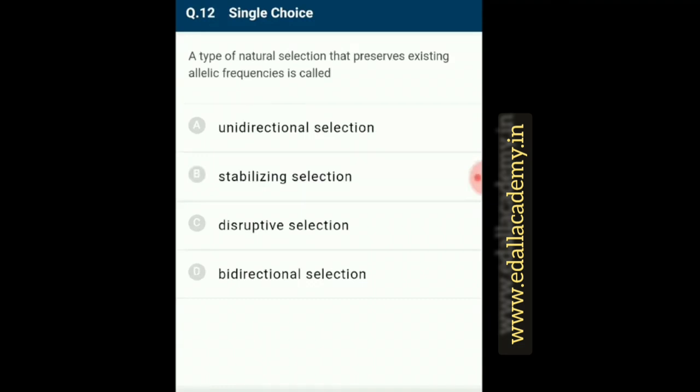Question number 12. The type of natural selection that preserves existing allelic frequencies is called. There are 3 types of natural selection: stabilizing or balancing, directional and disruptive. In the stabilizing type, the 2 extremes of a population are not able to survive and only the mean character value survives. In directional change, more individuals acquire a value other than the mean character value. In disruptive type, more individuals acquire peripheral character values at both ends of the distribution curve. So the answer is option B, stabilizing selection.